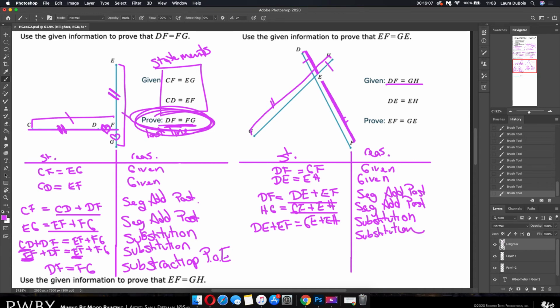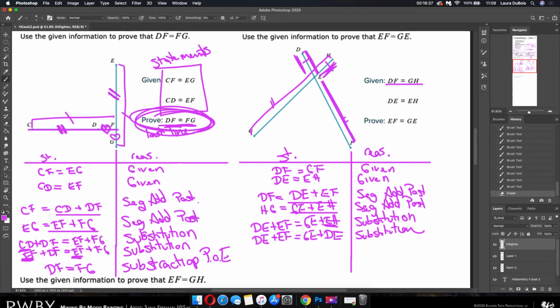Substitution. Because we want to replace one of our easy segments. What are the easy segments that they gave us? They gave us our short segments, our DE and our HE. So let's see here. We'll say that DE plus EF equals GE plus DE. This is the thing that got replaced. Instead of EH, I'm now writing it as DE because this tells us that the two of them are interchangeable. And since they're interchangeable, we're going to interchange.